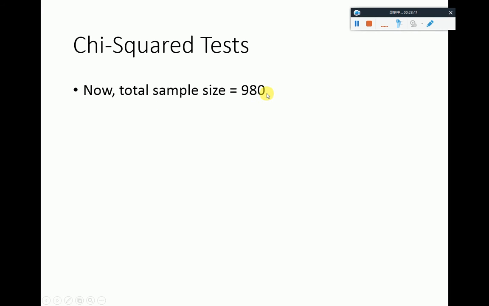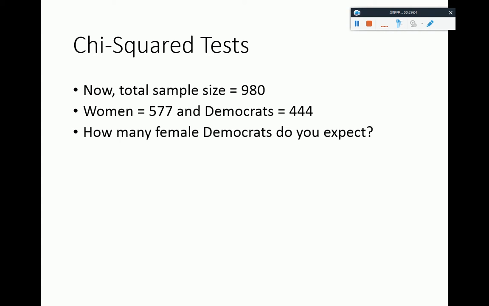So now the total sample size, let me change the example a little bit. So now the total sample size is 980, and we have 577 women, and I have 444 Democrats. My question now is, how many female Democrats do you expect? So the keyword here is expect, right? That suggests you probably should consider calculating the expected frequency of female Democrats.